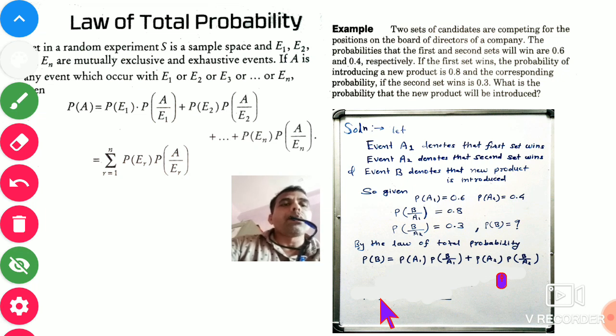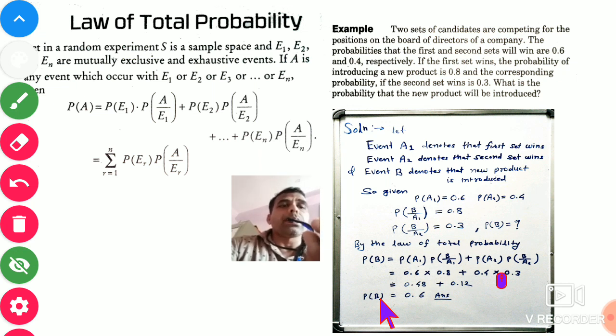So put all the values here: P of A1 is 0.6 multiplied by 0.8, plus 0.4 multiplied by P of B upon A2, which is 0.3. So this calculation gives the probability of the new product as 0.6, which is the answer. You can solve it by the law of total probability, which is very important for such numerical questions. Always remember this formula, so you can solve such numerical questions very easily.